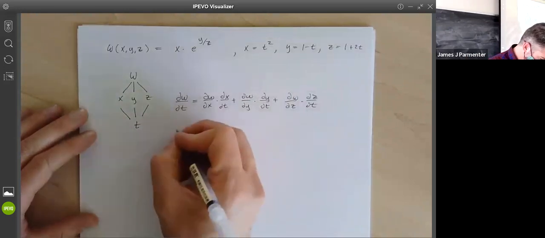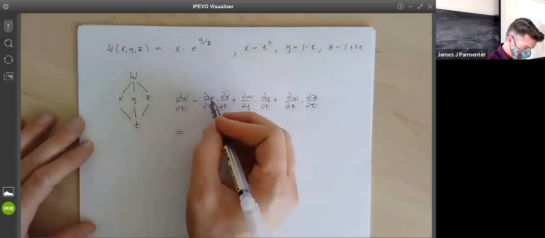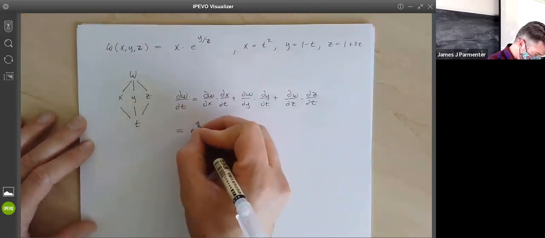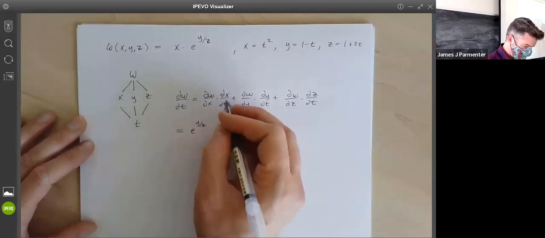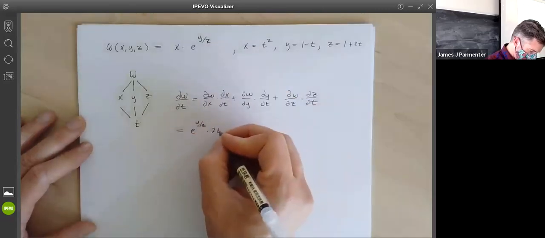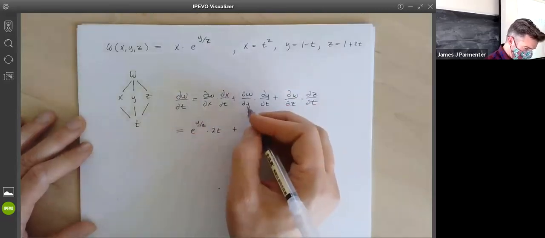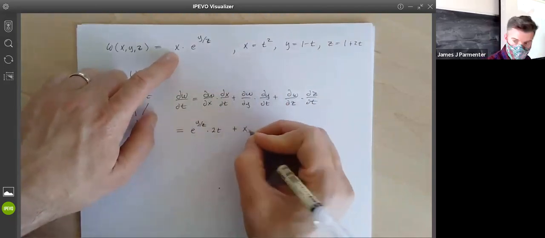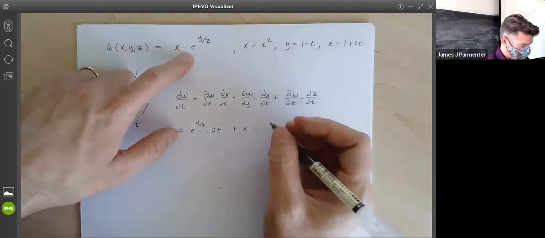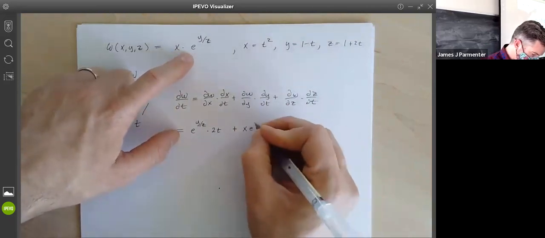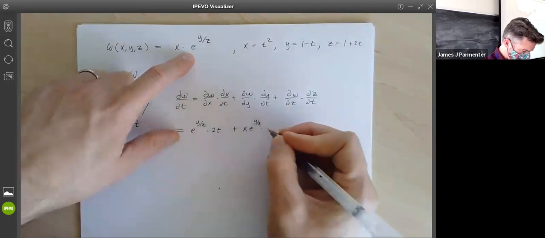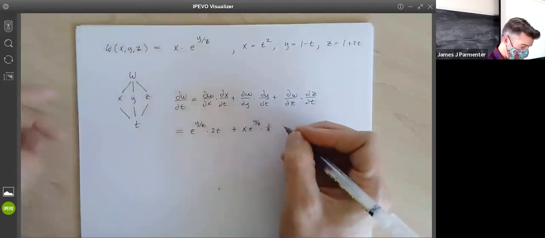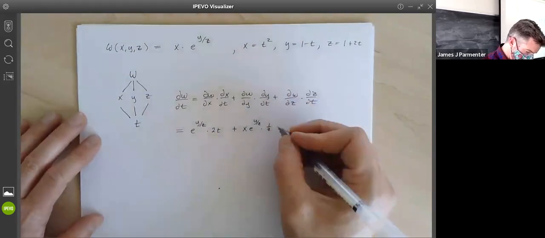So here's what you should be getting. So del w del x is not terrible. It's just e to the y over z. dx dt is 2t. Del w del y, okay, partial with respect to y, have to be a little more careful. So you're going to get x as a constant times the derivative of e to the stuff is e to the stuff times the derivative of y over z, which is just going to be 1 over z because we're differentiating with respect to y. dy dt is negative 1.